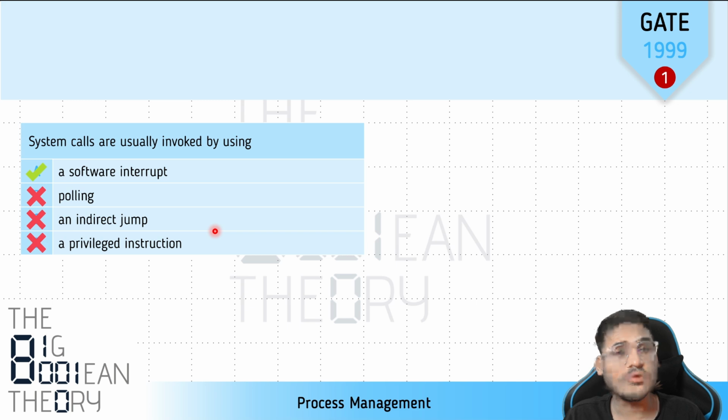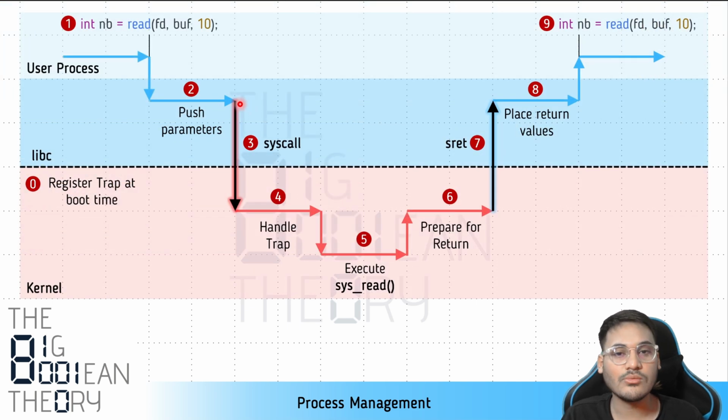So is system call invoked using an indirect jump? Not really. Okay. So we know that system calls are invoked using a trap instruction. This trap instruction is not an indirect jump instruction. It is a special instruction which raises a software interrupt. And several things happen when this trap instruction is executed.